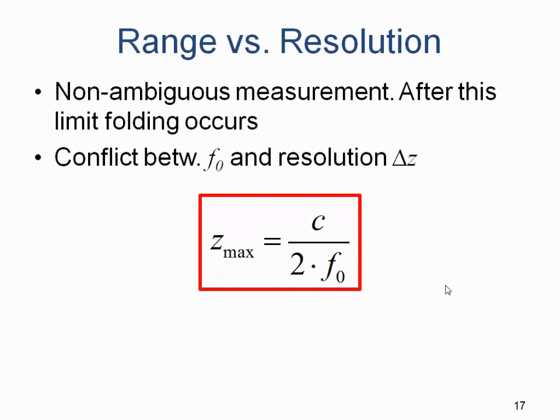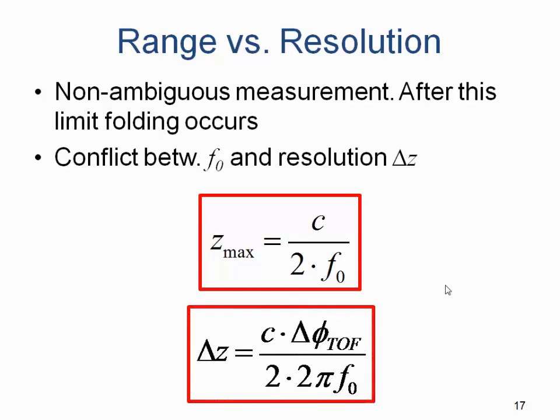It turns out that the range is also limited by the frequency of modulation. In other words, this equation tells you that the maximum distance that you can see before having a repeated measurement is determined by the speed of light and the inverse of the frequency of modulation. So if I want a very high frequency of modulation, I will be limited in the maximum distance that I can go to.